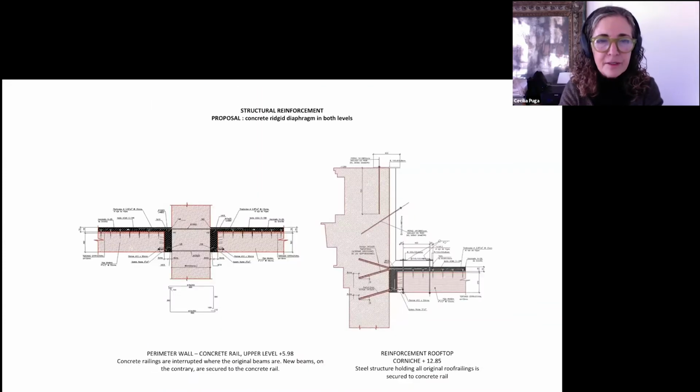The construction of a rigid diaphragm in concrete over the existing wooden beams, a 7 centimeter diaphragm that held all walls and facades together, was one of them and is what is shown in this drawing.